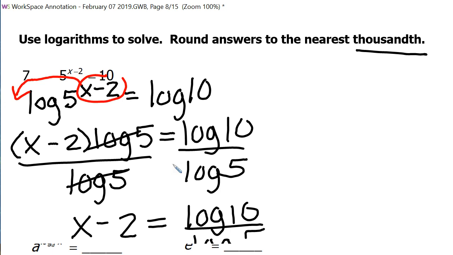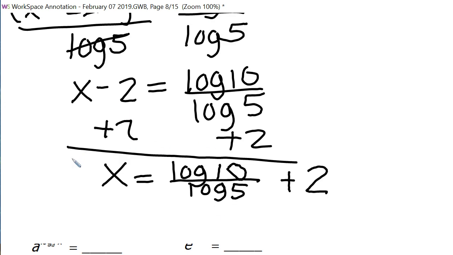Is x by itself? No. How do I get rid of the minus 2? Add 2 to both sides. So this would be x equals log of 10 divided by log of 5. And after you find that answer, add 2 to it. Now we're going to type it all in at one time.